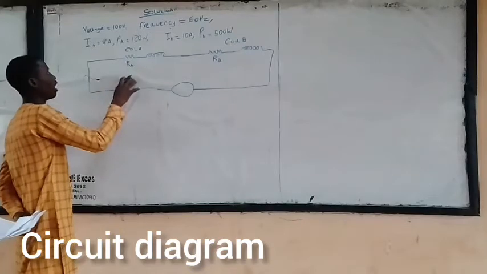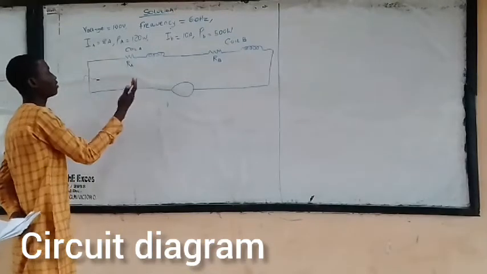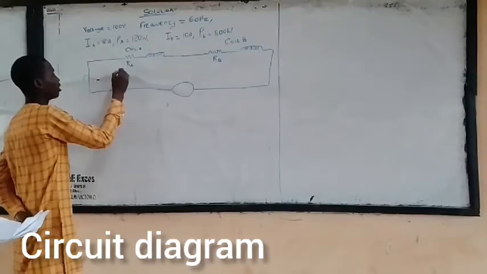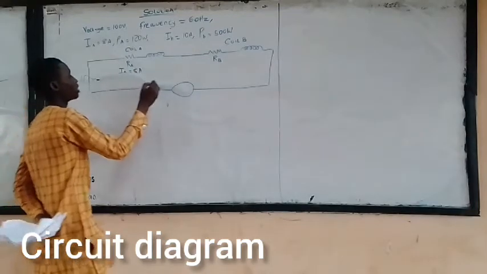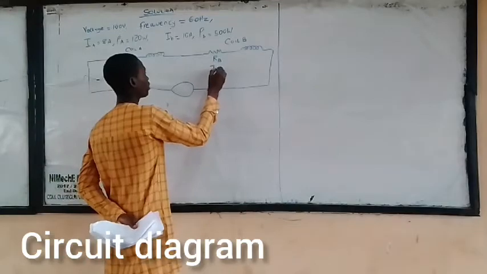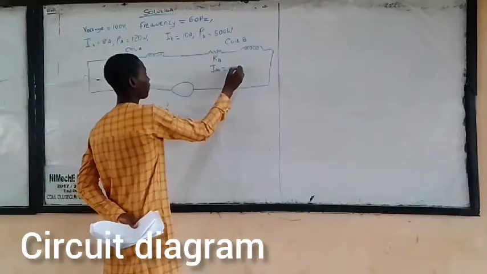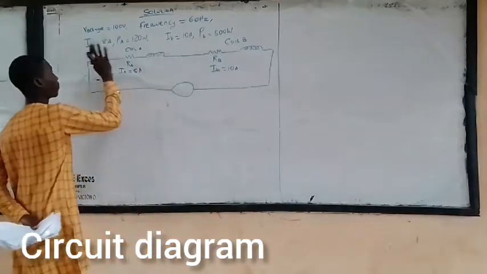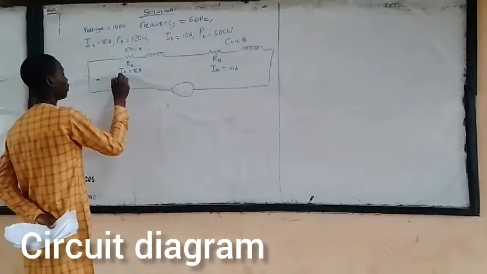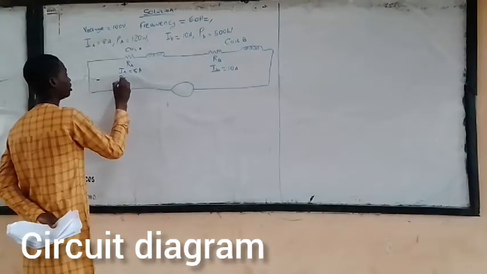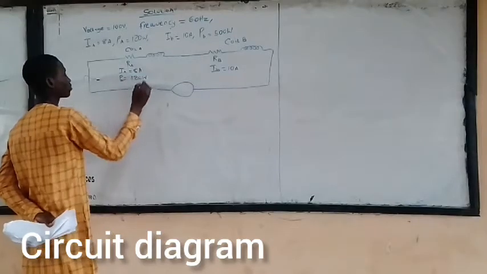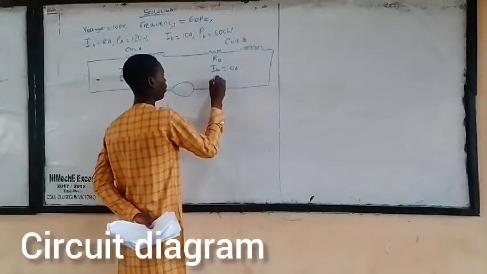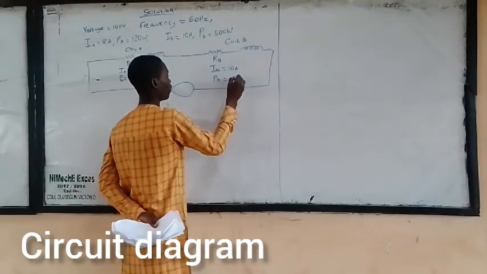Now, R is equal to V over I. V here is 100, over I, which here is 8 amperes. Here our current is 10 amperes. And our power here is 120 watts, and here the power is 500 watts.